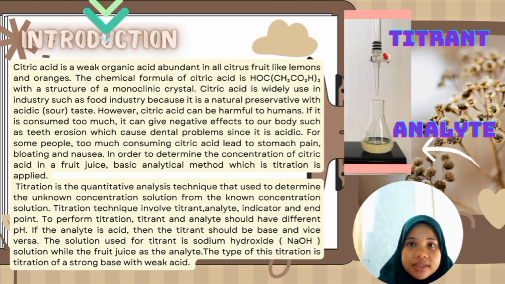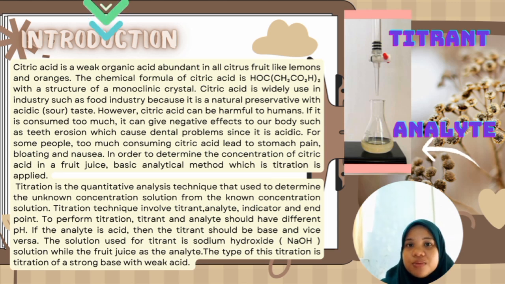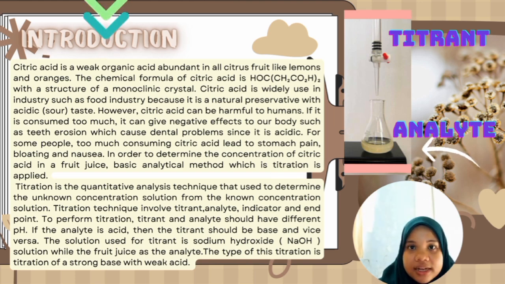What is titration method? Titration method is the quantitative analysis technique that is used to determine the unknown concentration of a solution from the known concentration solution. To perform titration, titrant and analyte should have different pH. If the analyte is acid, then the titrant should be base and vice versa. This method involves titrant, analyte, indicator, and endpoint. The type of this titration is titration of strong base with weak acid, with sodium hydroxide solution as the titrant, while the fruit juice is the analyte.